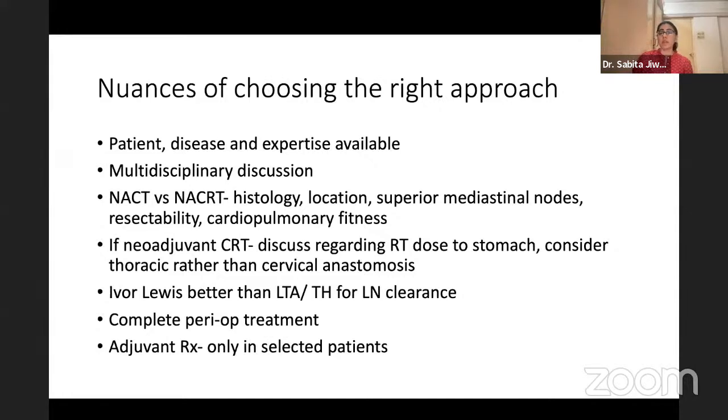So if you are giving neoadjuvant chemoradiation, please discuss with your radiation oncologist how much dose will be delivered to the future conduit, not the stomach, it is the future conduit, and consider thoracic rather than a cervical anastomosis with a non-vascularized stomach, which has been radiated. And also, Ivor Lewis is better than left thoracoabdominal or transhiatal in terms of lymph node clearance. Make sure that you do a safe surgery, you do a good job, so the patients complete the perioperative treatment. And adjuvant treatment is still in its infancy, and it is only recommended in selected patients.